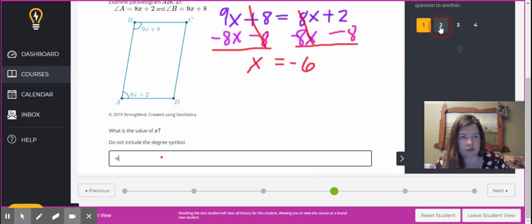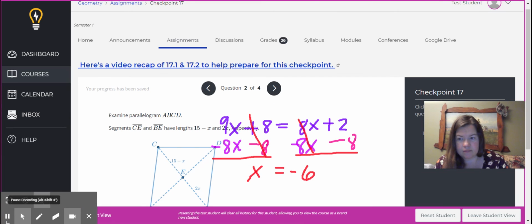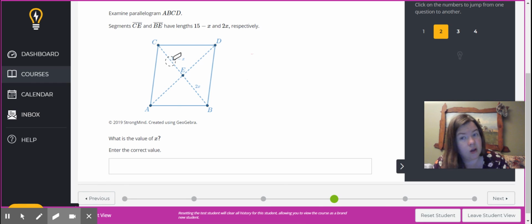And then question 2, which is harder than the other things. And therefore, I don't think very nice. Okay. So this one says that CE and BE have those lengths respectively. We know they're supposed to equal the same thing. So we want to find again the value of x.